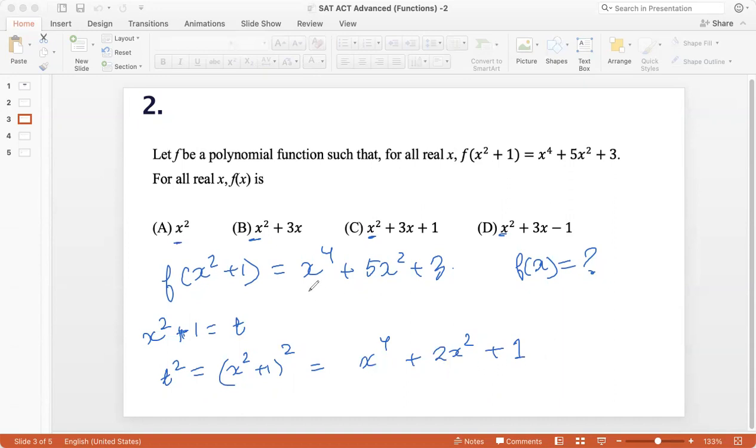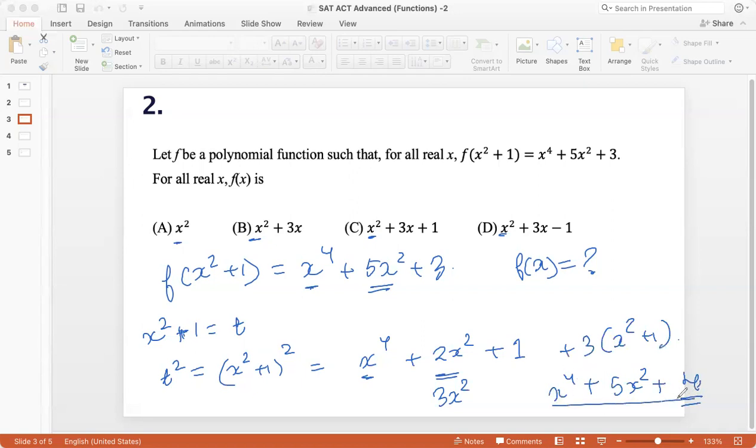Now, I already have x^4. Now for 2x^2, I need to come to 5x^2. So I need to add 3x^2. I can get 3x^2 if I add 3t to my expression, right? So let me add 3 times (x^2 + 1). So when I do that, I get x^4 + 2x^2 + 3x^2, which is 5x^2, plus 1 plus 3, which is 4. So now I have added 3t, that means 3 times (x^2 + 1), and I have gotten this.